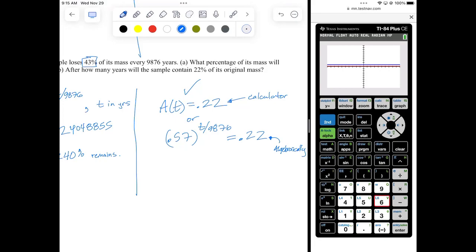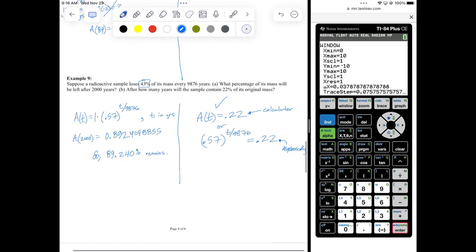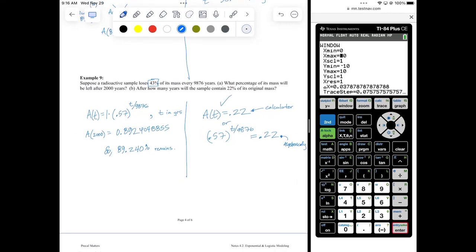I need to think about a window, don't I? And what did I say? We need to think about a window. That's the whole purpose of this class. All right. So let's start at 0. What would be good to go out to? What would our time value be?